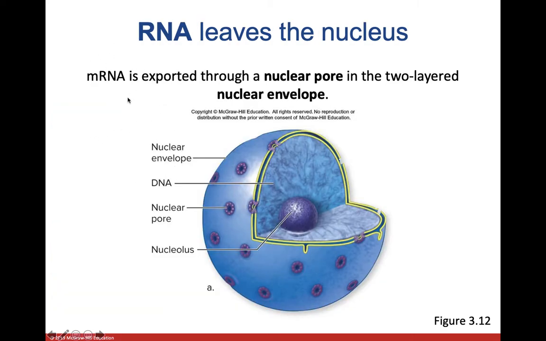Now, once that mRNA reaches the ribosome, or before it reaches the ribosome, it has to leave the nucleus. And I'll talk about that in just a second. So here's our nucleus here, the nucleolus in the middle. It's going to leave the nucleus through one of these little nuclear pores. And you can see these little holes inside of the nuclear membrane.